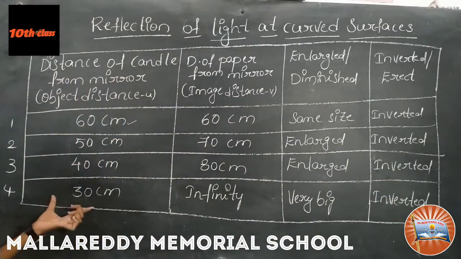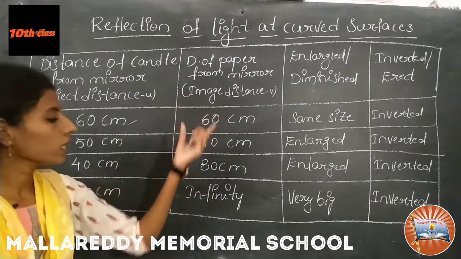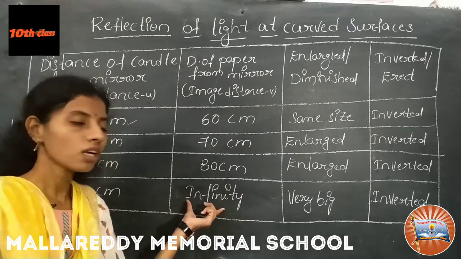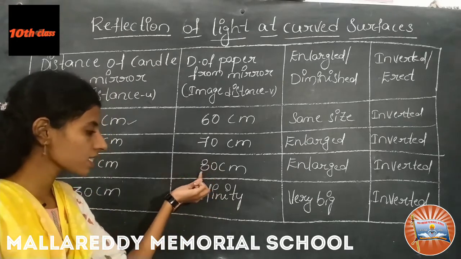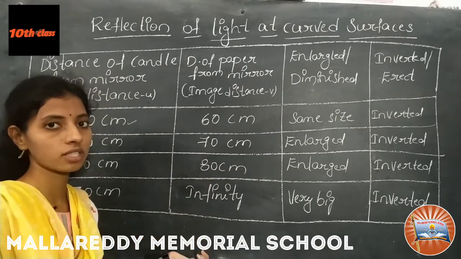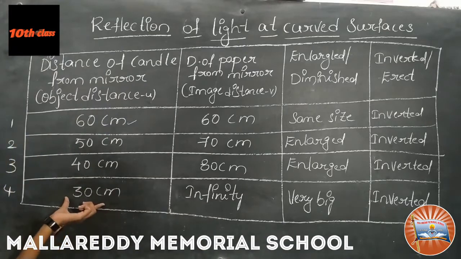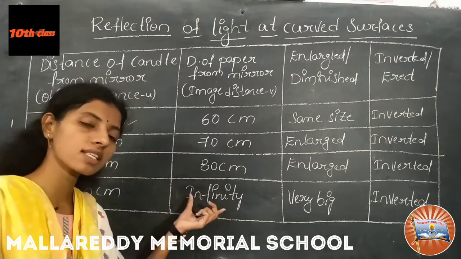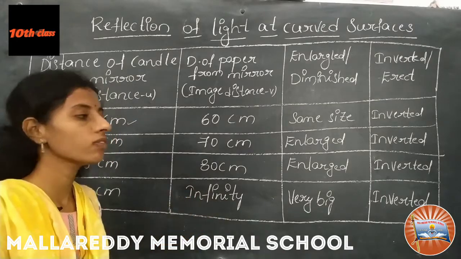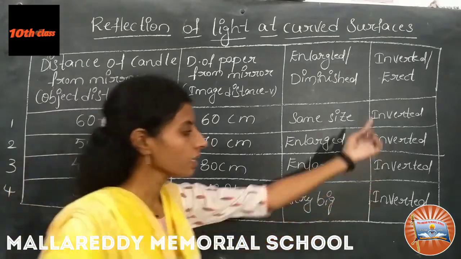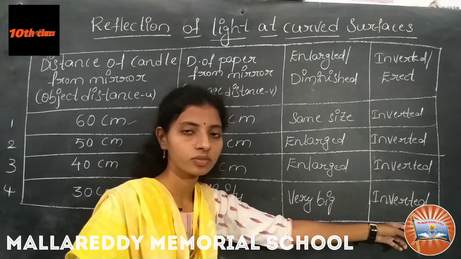If we take the object distance at 30 centimeters, we will get the image distance at infinity. That means it increases more; we will get it at more than 80 centimeters. Why? Because the object distance is 30 centimeters. That's why the image distance is infinity. At that time we will get a very big image, and it is inverted.